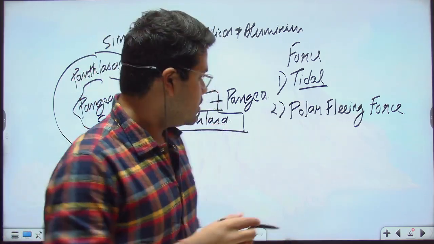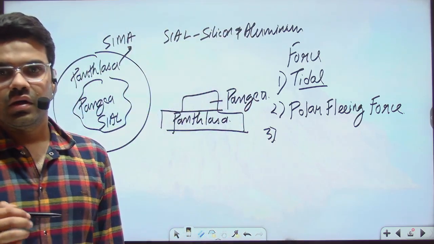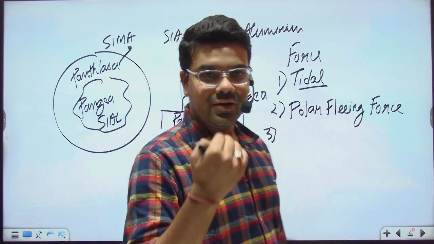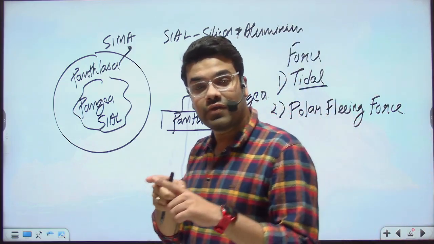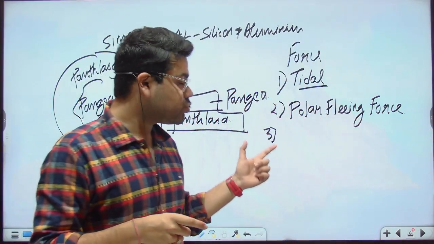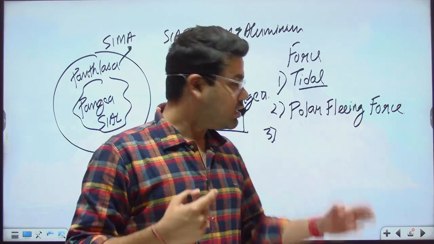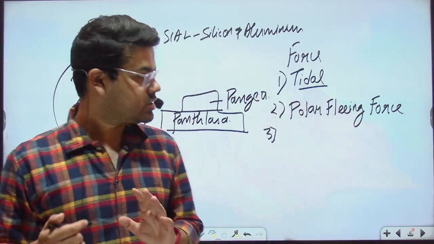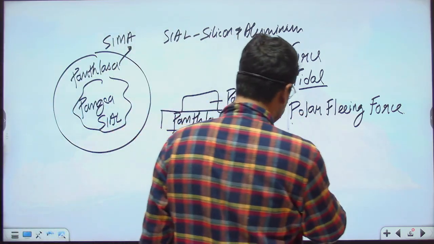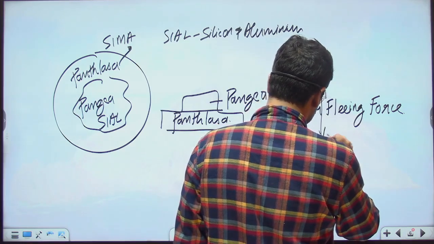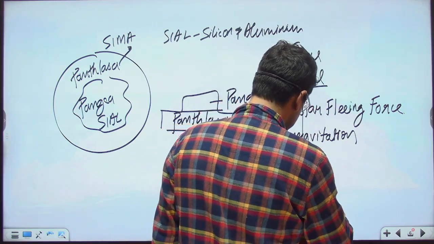The third force is a type of endogenic force originating from the interior of the earth. Although this force was not very well explained by Alfred Wegener, it is explained in detail by the thermal convection current theory that we are going to study in 10 or 15 minutes. So what was the third force that he considered? He considered gravitational force, and the fourth force was the frictional force.